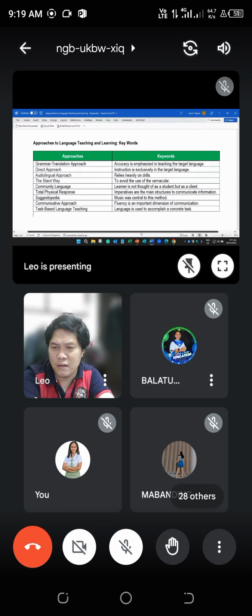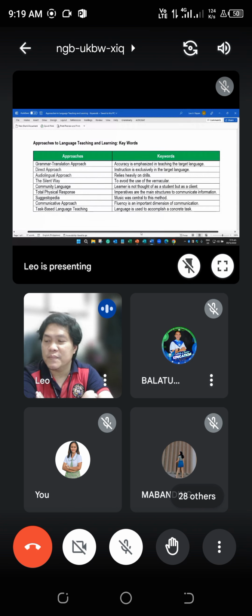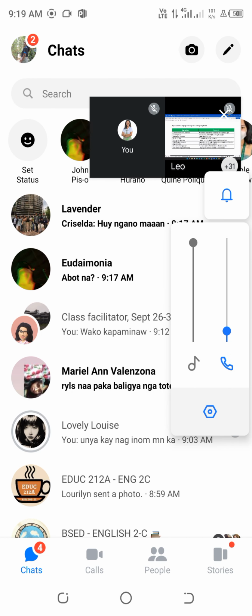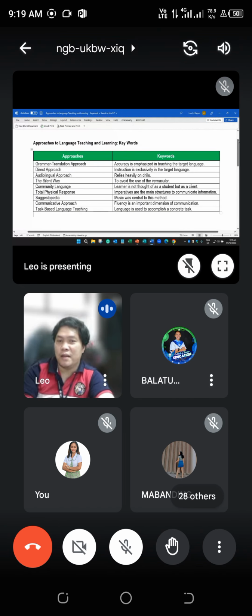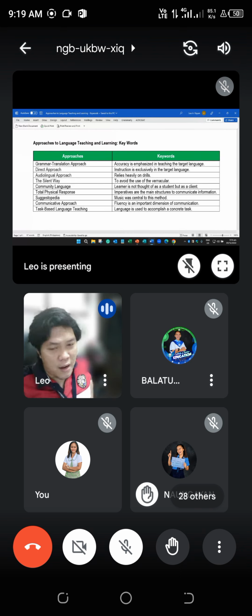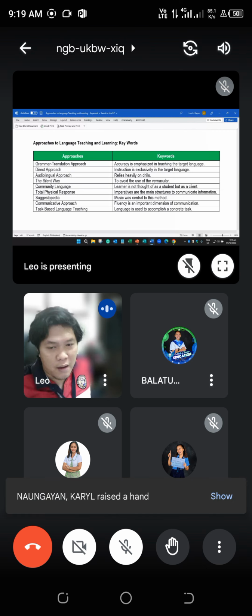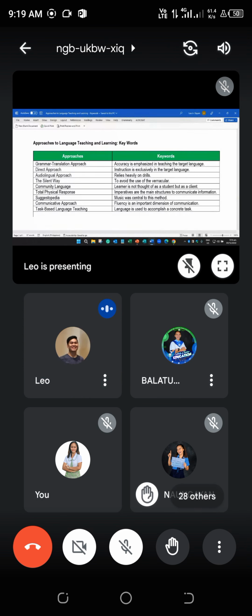Are there any questions or clarifications about these approaches to language teaching and learning? Review them in your notes and in your exam. No more questions? Questions, clarification? So, about your final exam and your long quiz, there would be, I think, 30 items of multiple choice, 10 items of identification, 10 items of true or false, and 10 items of matching type, and then essay. Two questions for the essay.